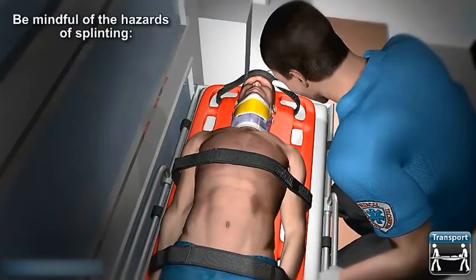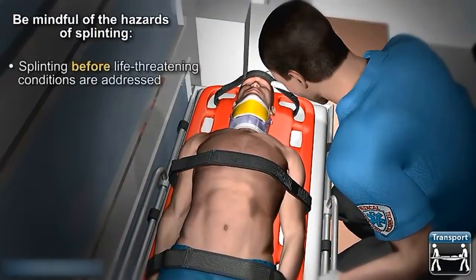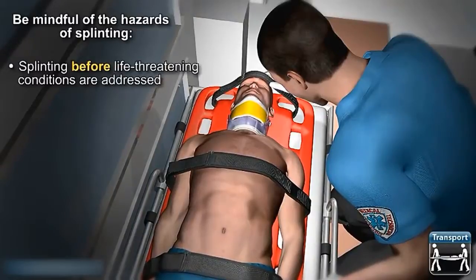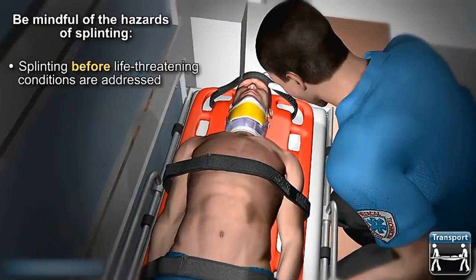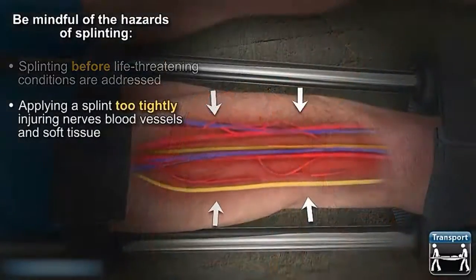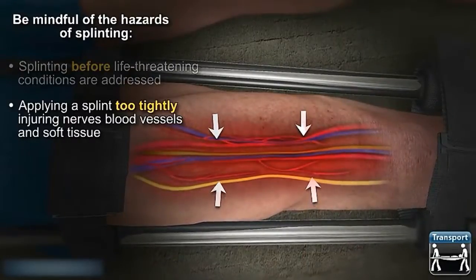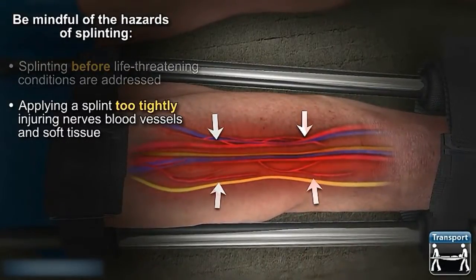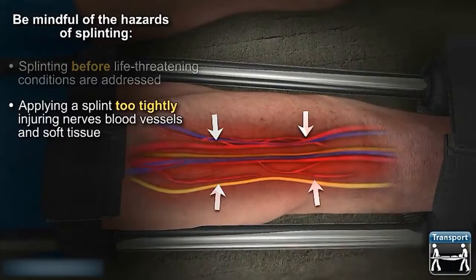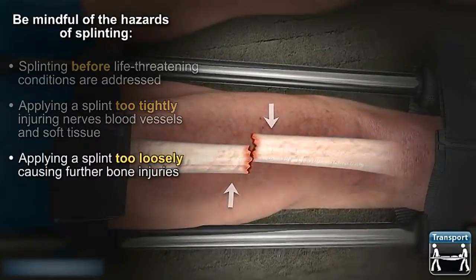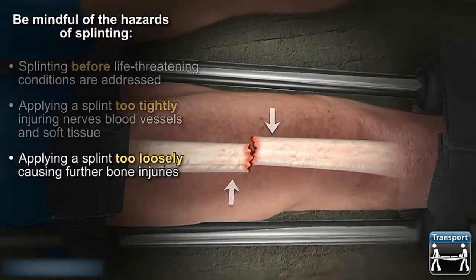Be mindful of the hazards of splinting. Splinting before life-threatening conditions are addressed. Applying a splint too tightly, injuring nerves, blood vessels, and soft tissue. And applying a splint too loosely, causing further bone injuries.